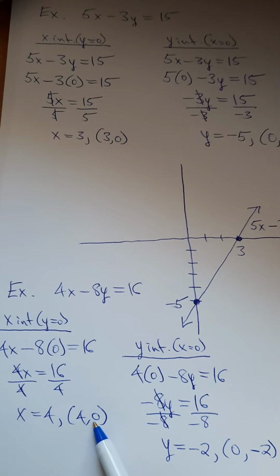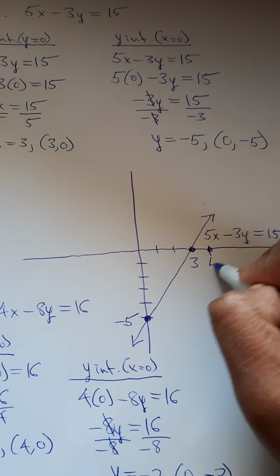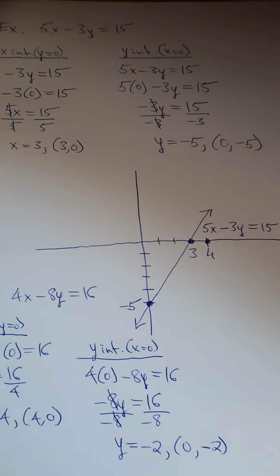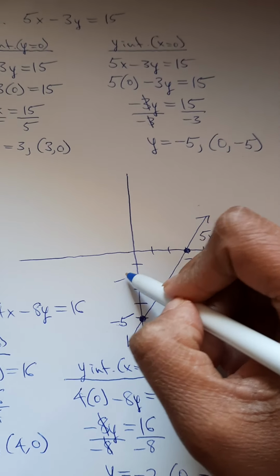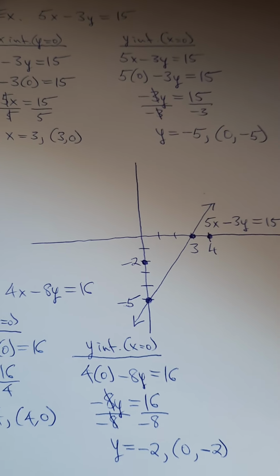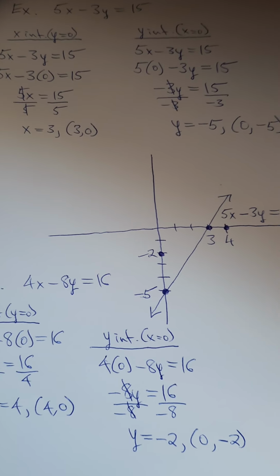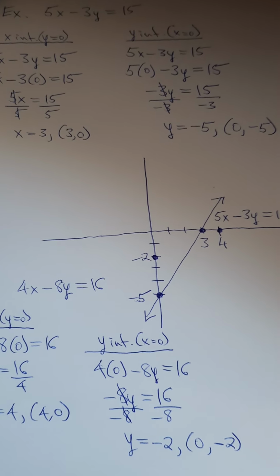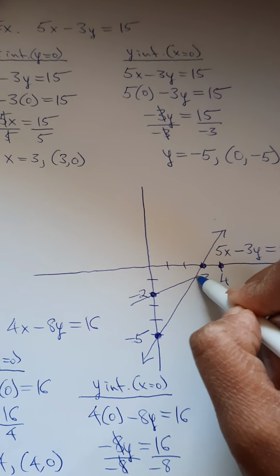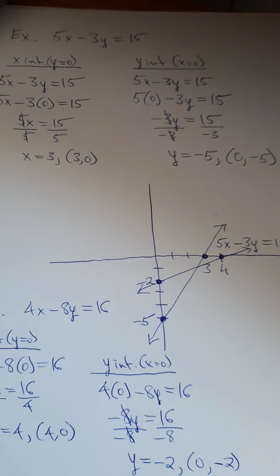Our x-intercept here is 4 and 0, so I'm going to just put 4 and 0 right here. And the y-intercept is 0 and negative 2. You can see I just plotted these 2 points for the x and y-intercept. Now all you're going to do is just connect these dots together. It's really important that you are using a ruler to do that.